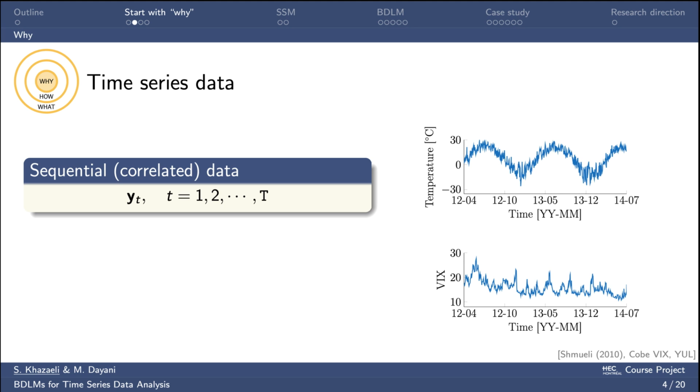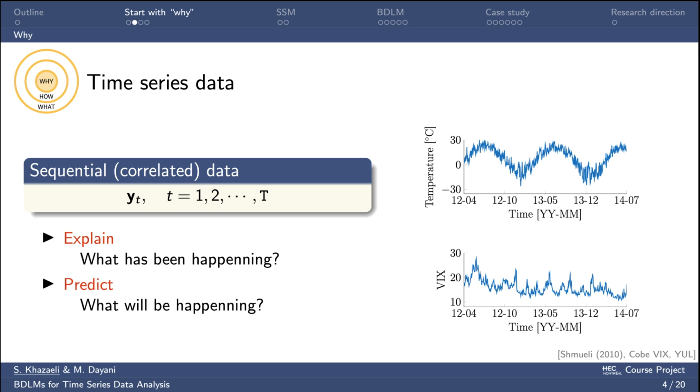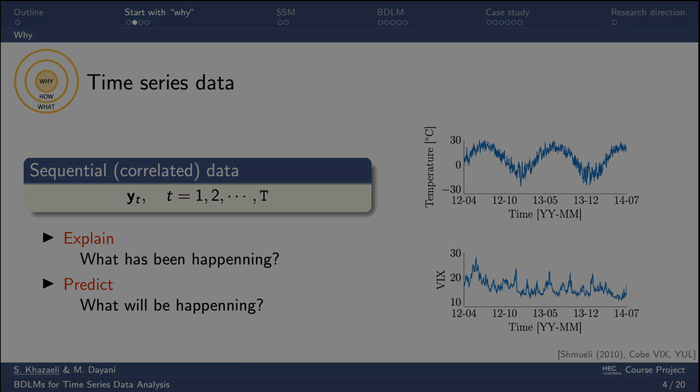There are 2 reasons for why we analyze time series data, either to explain or to predict. We want to know what's been happening, and we want to know what will happen to the system that we are collecting data from. For example, the temperature data has a periodic behavior. How does this behavior continue in the future? Or the VIX data fluctuates a lot and it has a decreasing trend. What is going on, and how can I quantify this trend and predict what will happen in future? Why is this important? Because it supports the decision makers to make rational decisions.